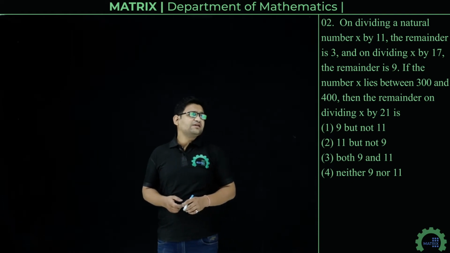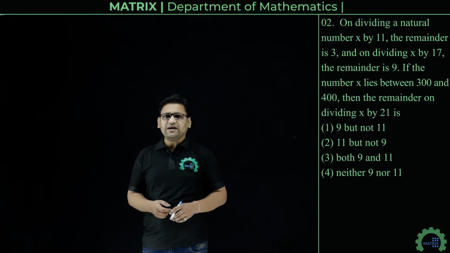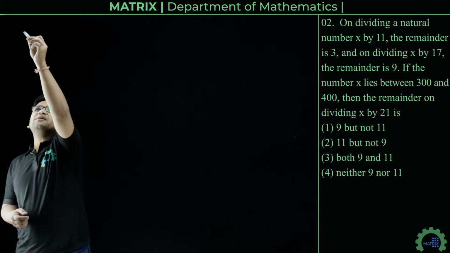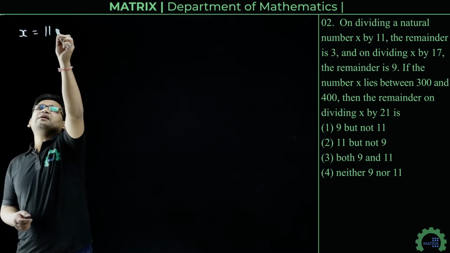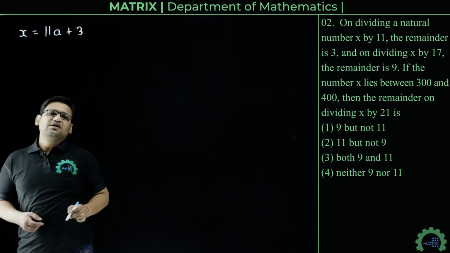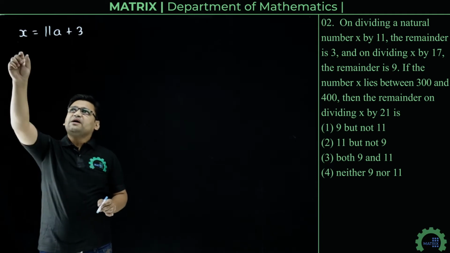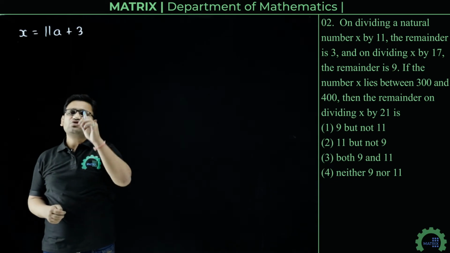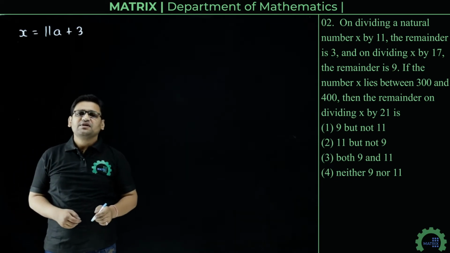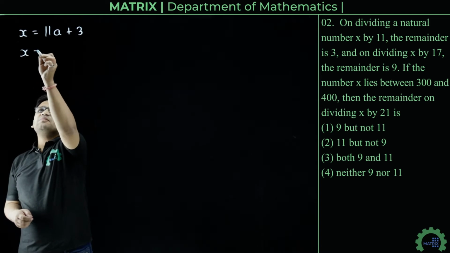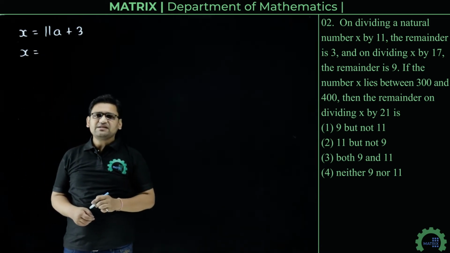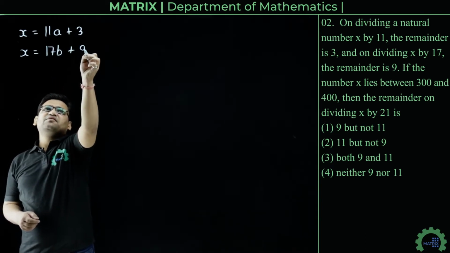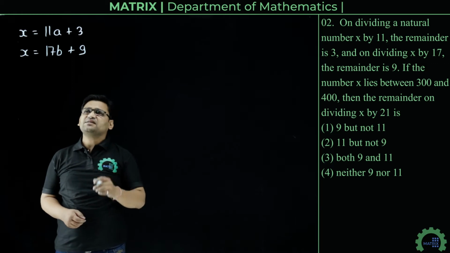The given information here is when the natural number x is divided by 11, the remainder is 3. So by applying the division algorithm we can write x equals 11a plus 3, where the number x is divided by 11. So x can be written as 11 into quotient, that is consider it as a. So here quotient is a and remainder is 3. Similarly, when we divide the number x by 17, the remainder is 9. So we can write this number as 17b plus 9, where again b is the quotient and 9 is the remainder.